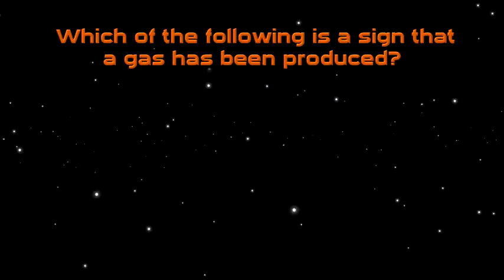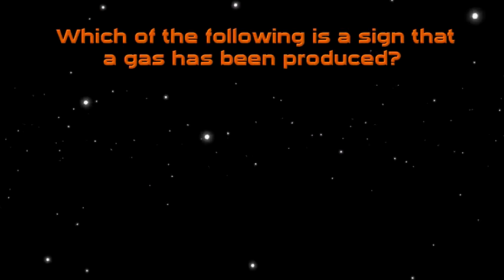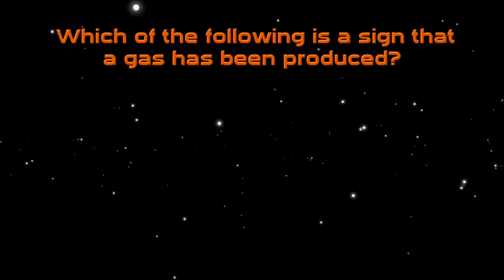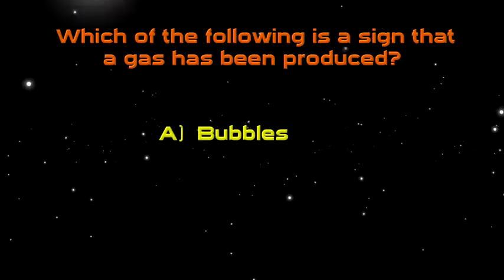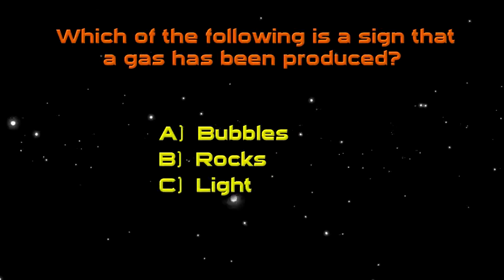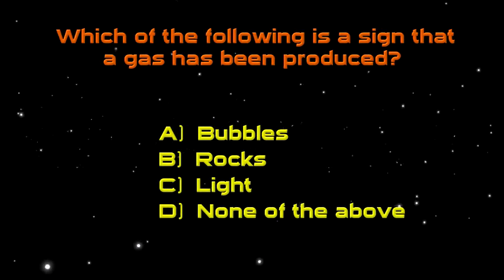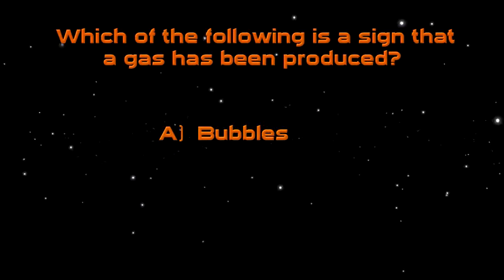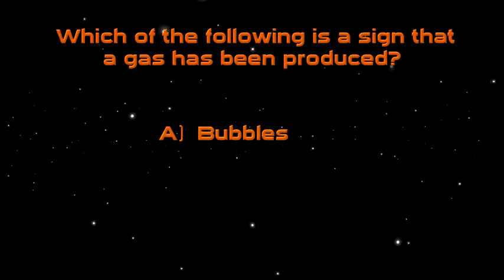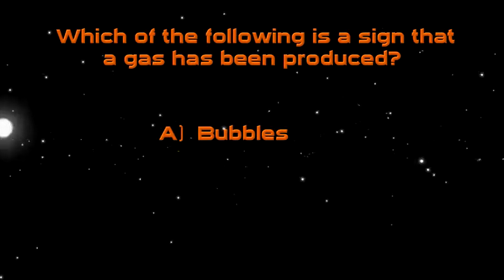Question 2. Which of the following is a sign that a gas has been produced? A. Bubbles. B. Rocks. C. Light. D. None of the above. If you answered A, you know that the presence of bubbles is an indication that a gas was produced.